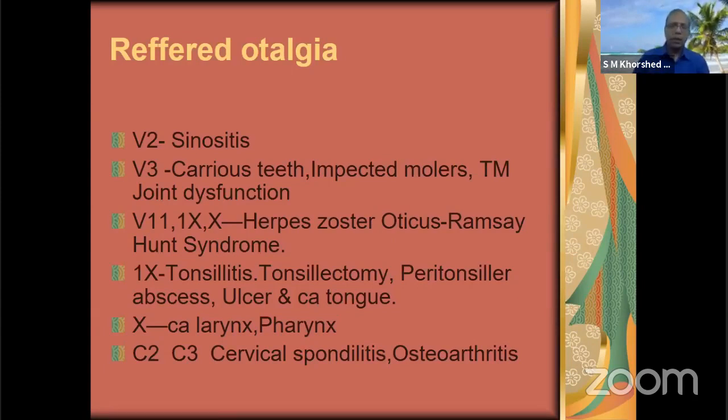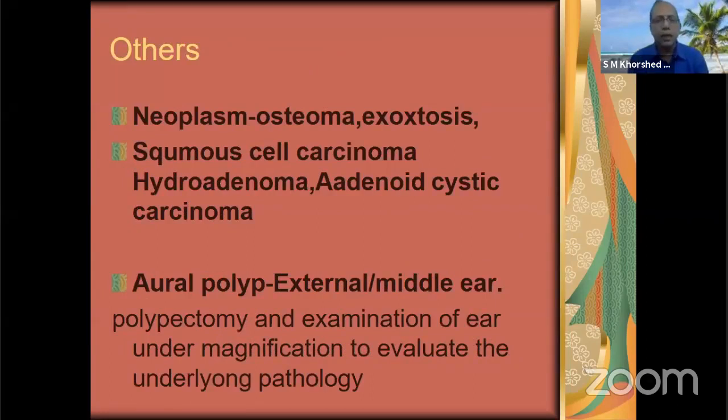All these things are referred to as otalgia. And other diseases that affect this: neoplasm, of which osteoma and exostosis. These are bony neoplasm, occurs in the deep ear canal. Osteoma means a single bony projection. It is a benign tumor from the external ear canal. Simple removal by drilling is the treatment. Patient may feel itchy or discomfort in the ear.